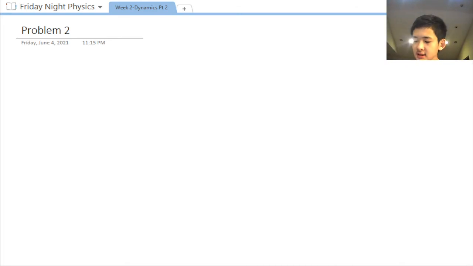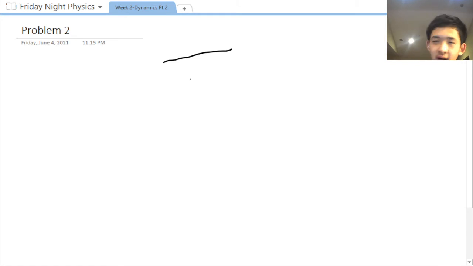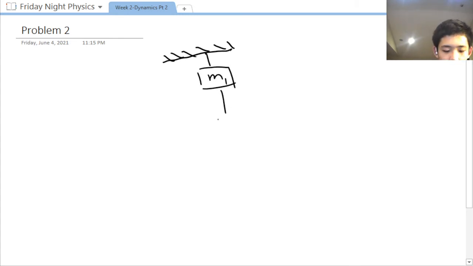Problem 2 states that you have two boxes with masses M1 and M2, and they're attached to a ceiling with a string, well, two different strings actually, and you have that M1 is equal to 2 times M2. Let me draw this out. We want to find, when the top string is detached, the acceleration of each block. So you have M1 and M2.